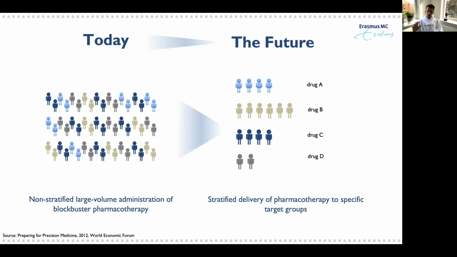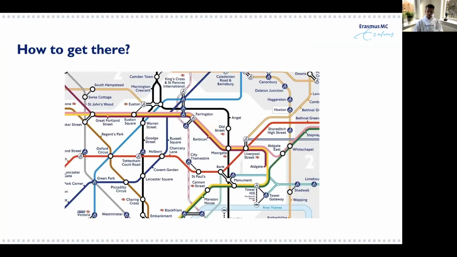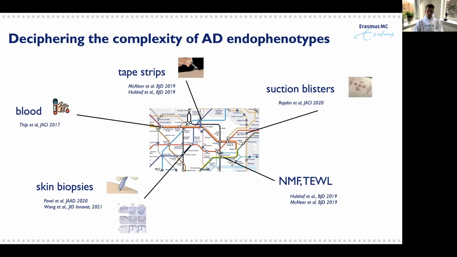In the future, you want to select the right patient for the right drug before you start treatment. Well, how can we get there? This is the subway map of London, which is difficult to read, and so far I think we've all been starting at different stations.